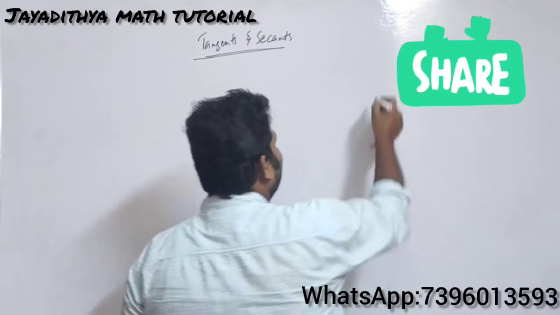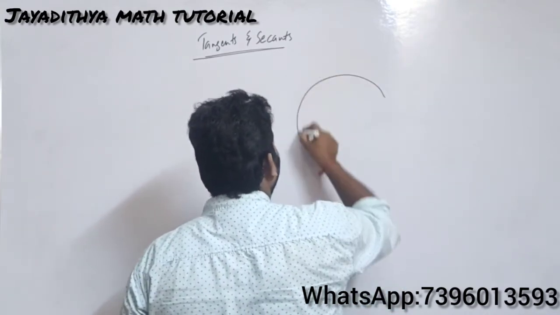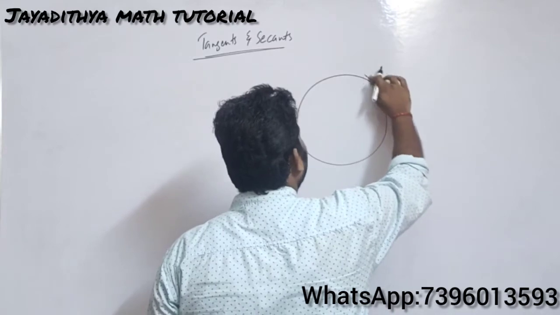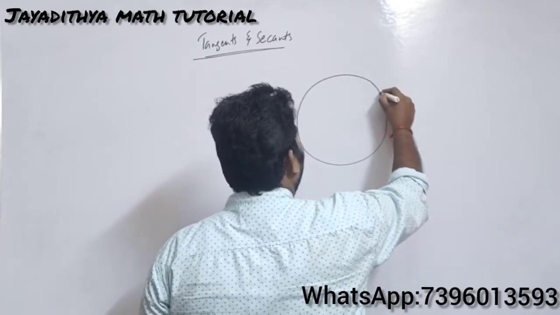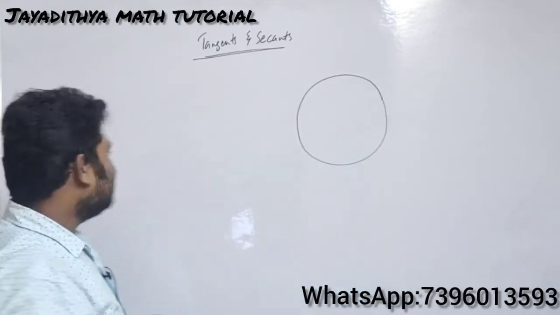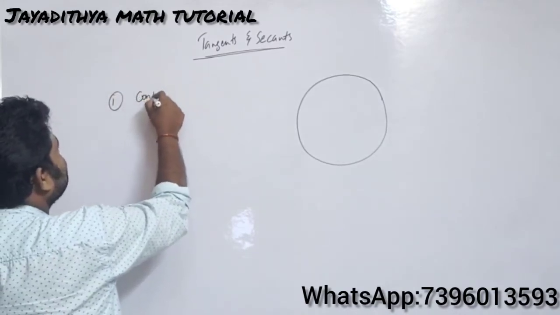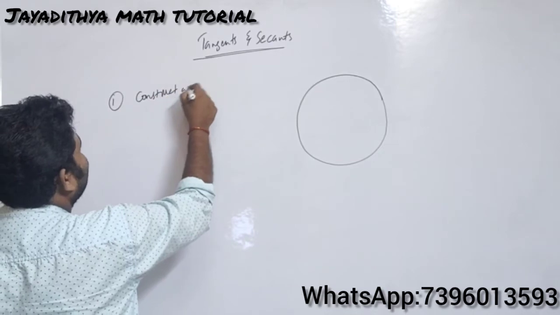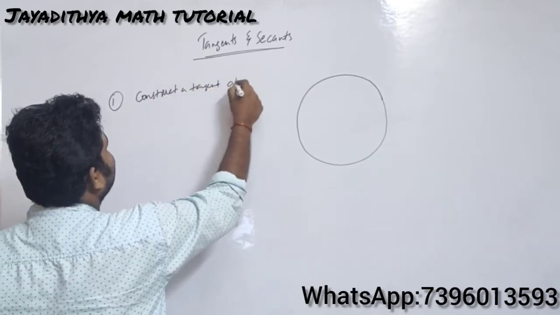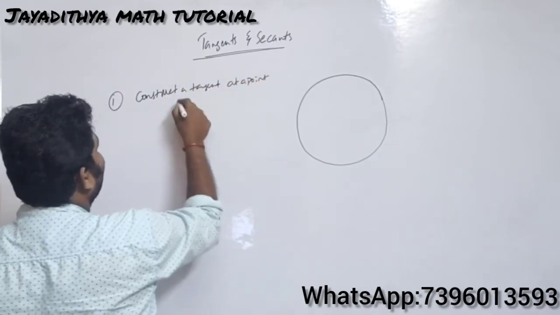Okay, so now let us go to the constructions. In constructions, you have many types of problems. Let me explain the first thing. The first one is: construct a tangent at a point on the circle.